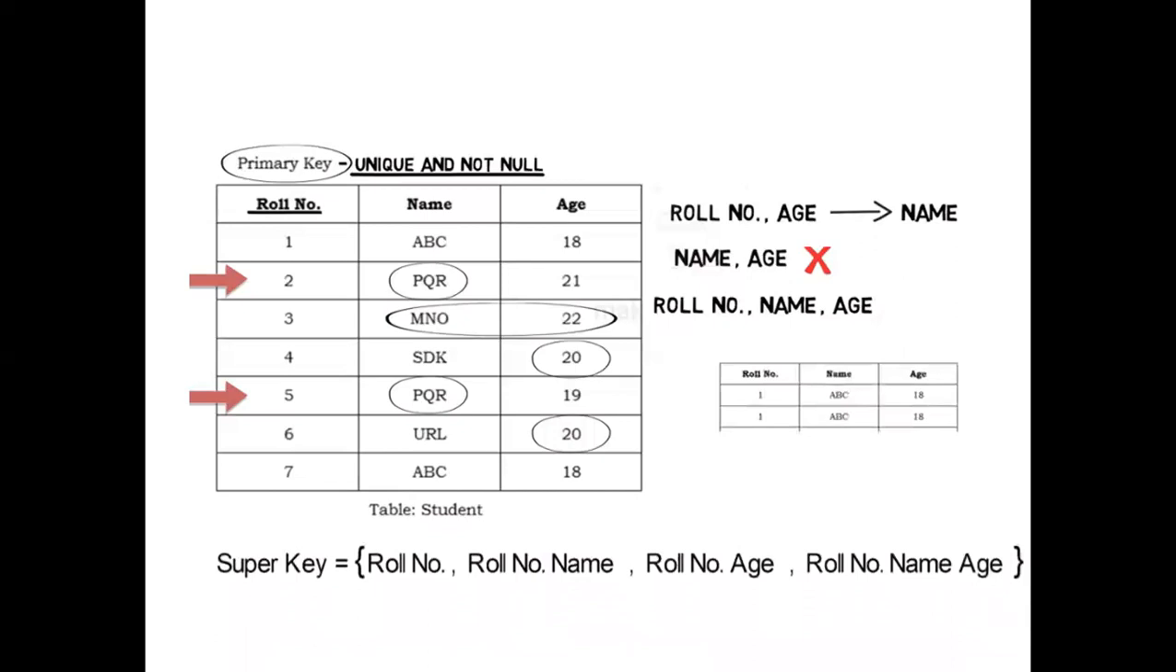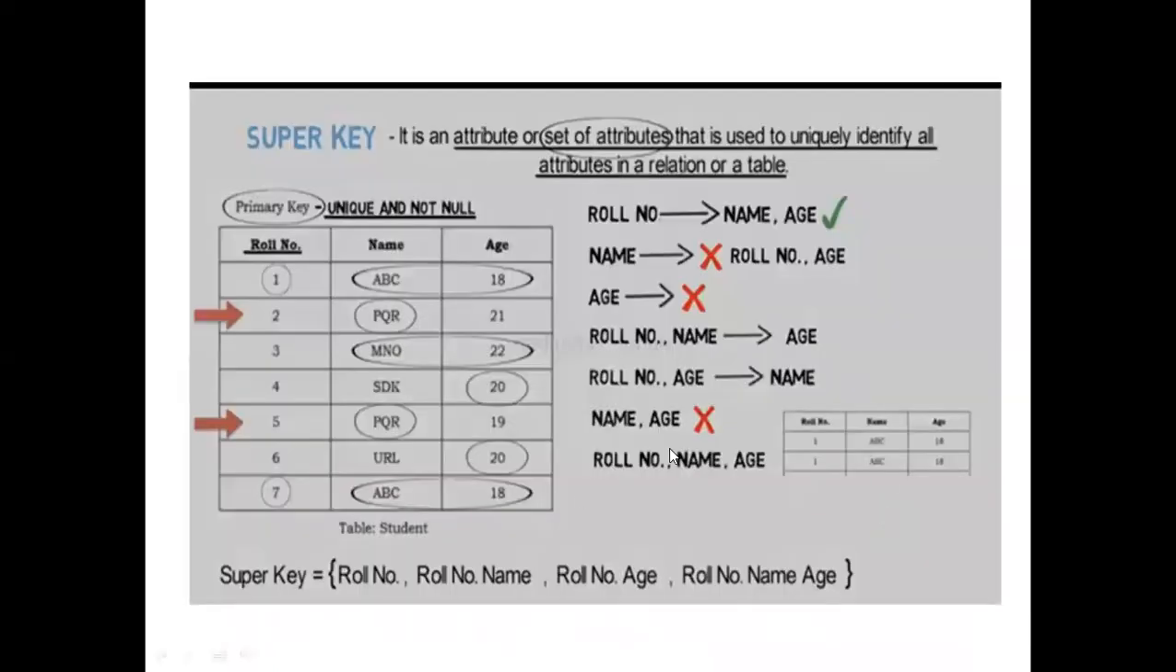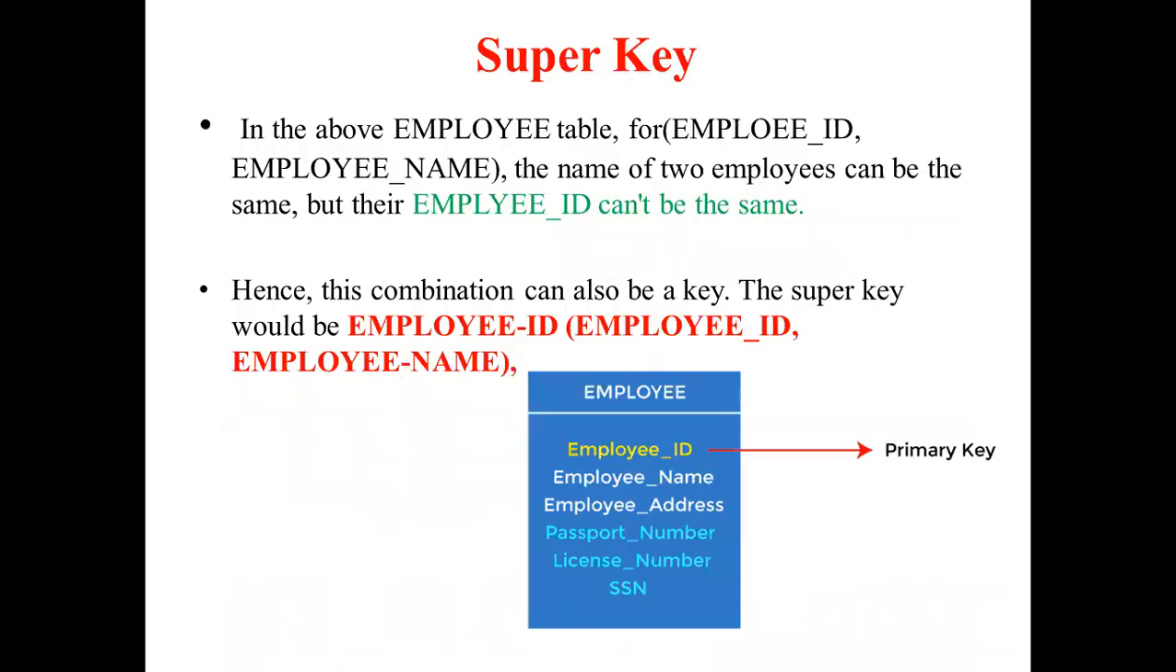With all this discussion, we come to the conclusion that the possible attributes which act as a super key are roll number and name, roll number and age, and roll number, name and age. Next, this is the summary of this discussion. That is, we are considering all possible attributes or combinations of attributes which can act as a super key.